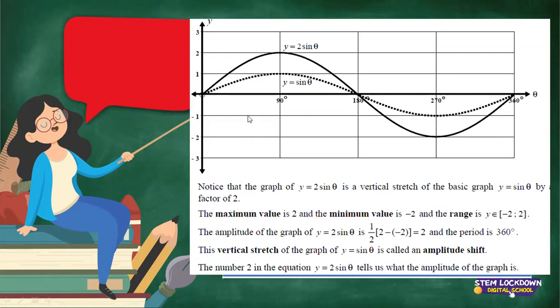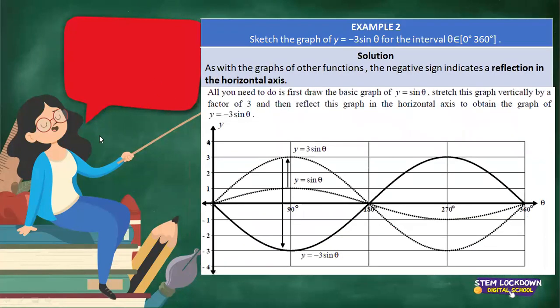So now, let's see the next line. Let's look at another example. Sketch the graph of y equals -3 sine theta for the interval where theta is an element of 0 to 360. That means your value of theta must go from 0 to 360.